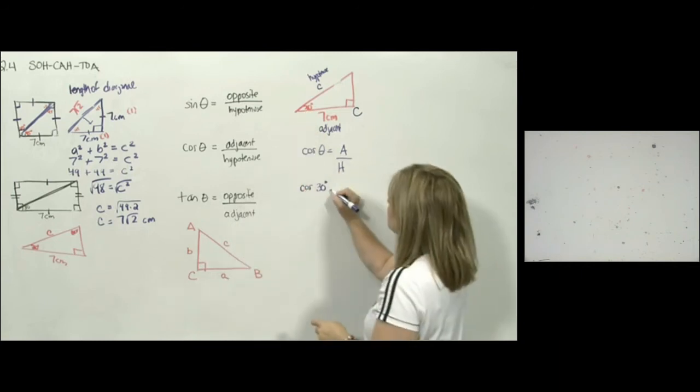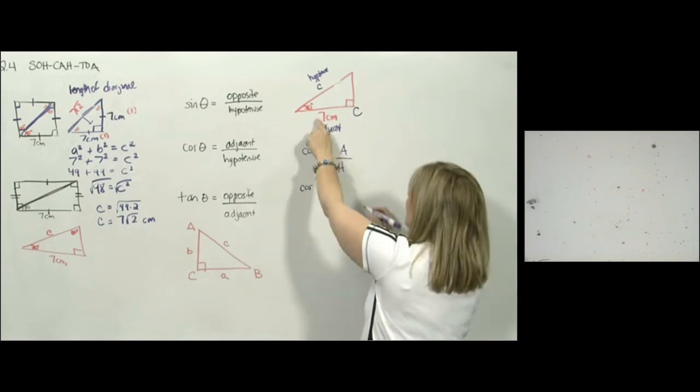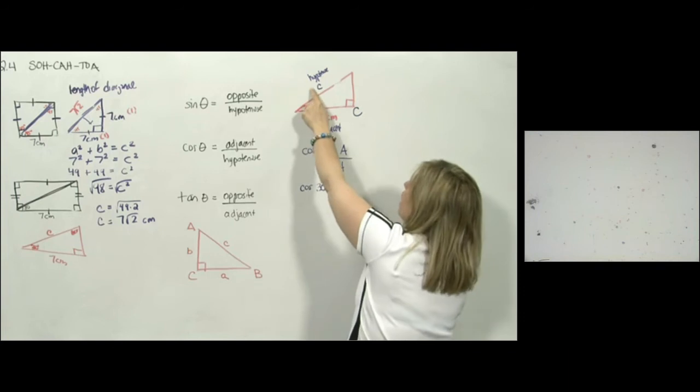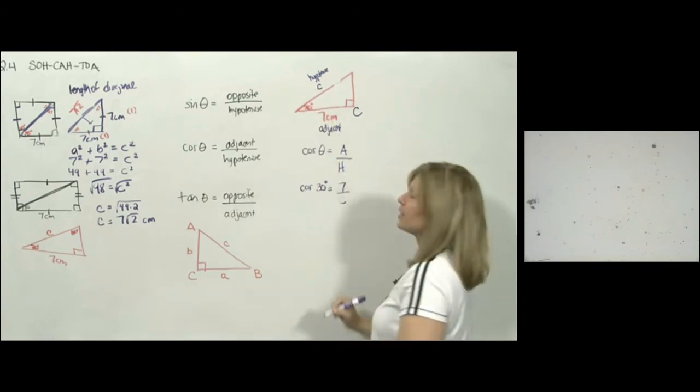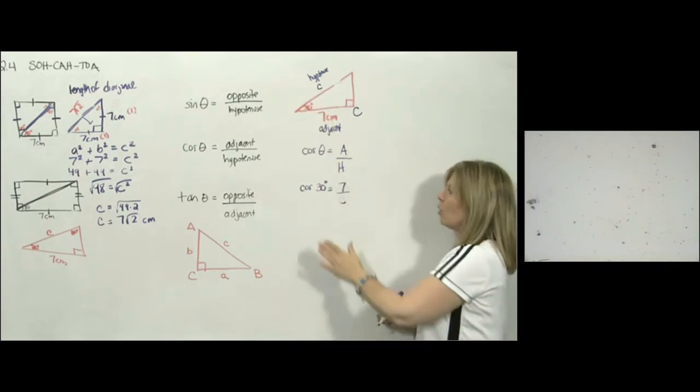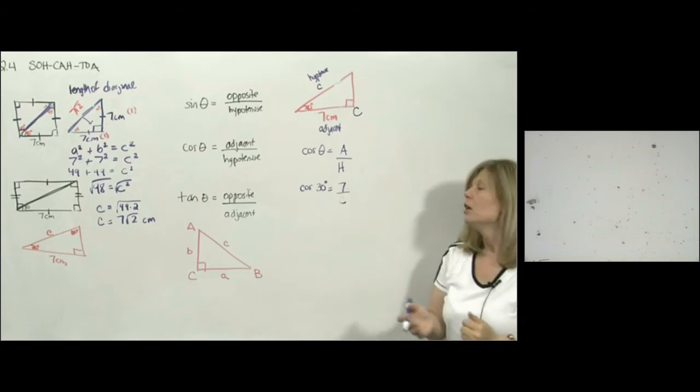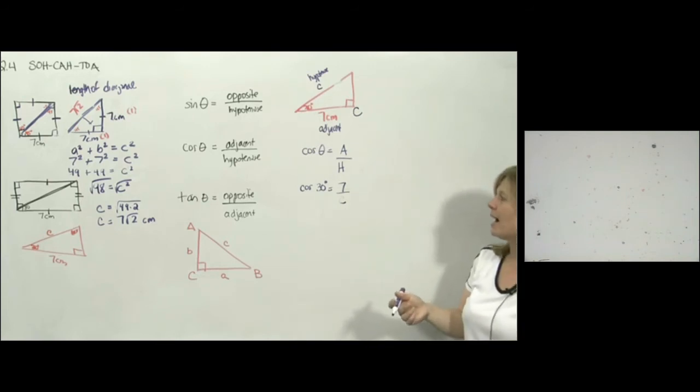Don't forget the degree symbol. Your adjacent side is 7. Your hypotenuse, you don't know, you labeled it C. Now all we've got to do is solve that equation. To solve that equation, we've got to get C by itself.